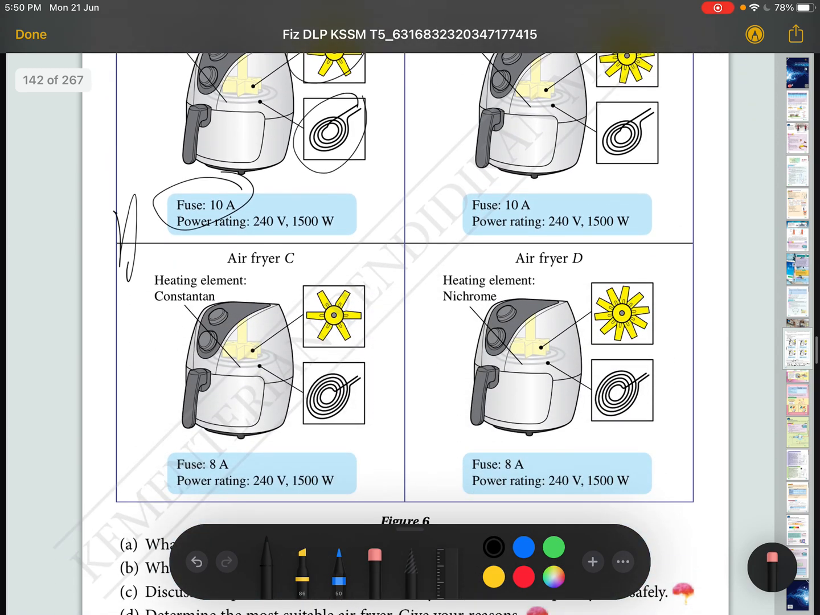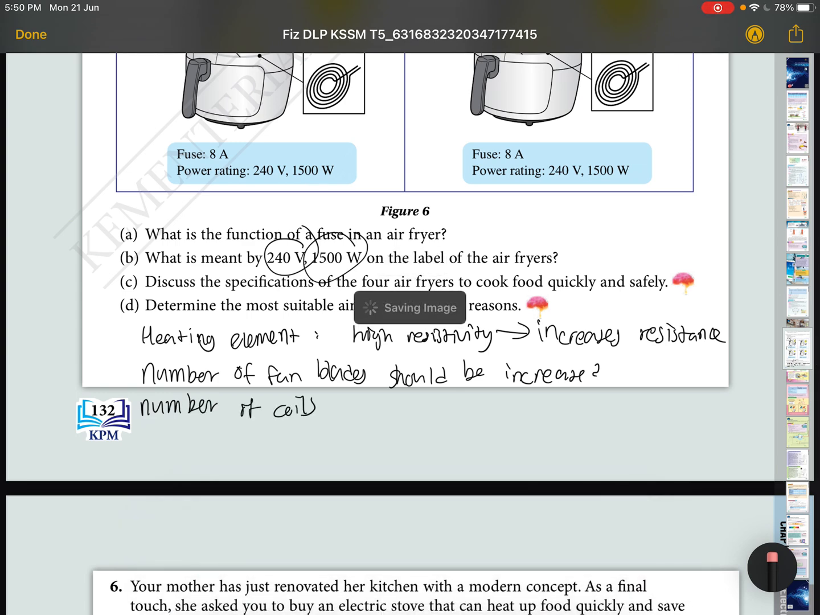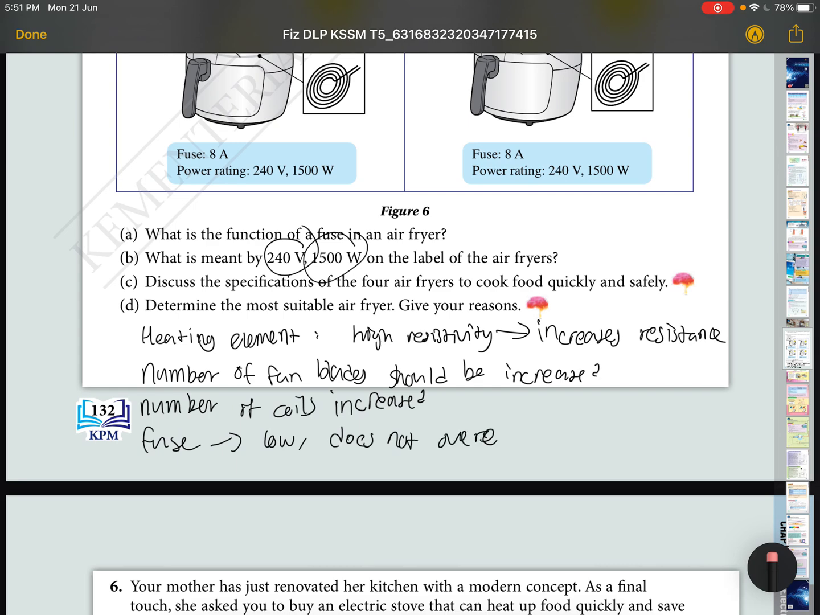Number three is the number of coils. It should increase, because the more the coils, the longer the wire, and the longer the wire, the higher the resistance. And lastly, the fuse has to be low. Why? Because it does not exceed the power by too much.